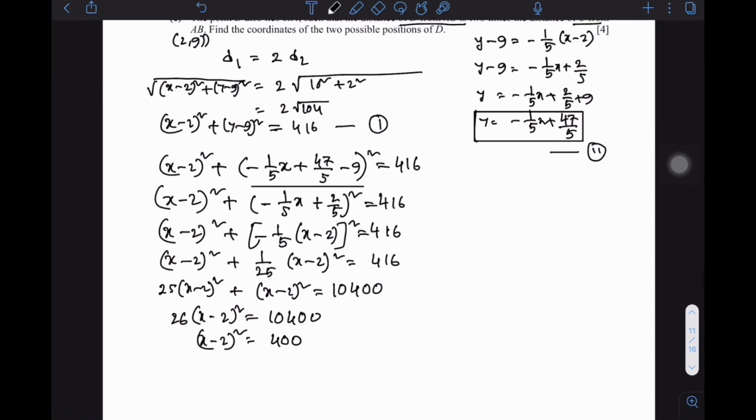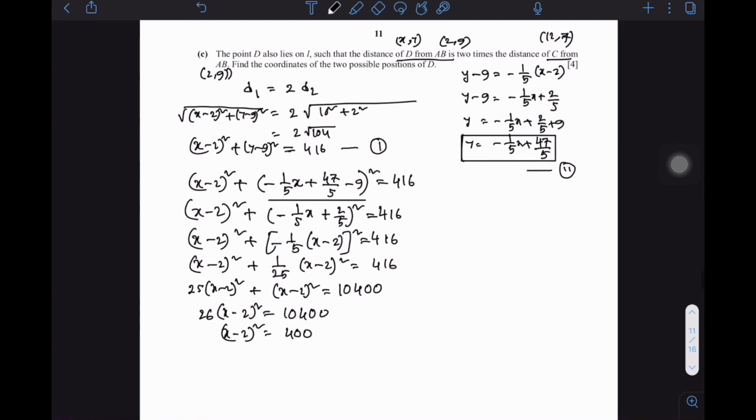Now we know the square root of 400 is plus minus 20. So x equals plus 20 plus 2, that is 22, one answer. Another answer will be minus 20 plus 2, minus 18. So these are all the values of x, and let me substitute them in y.